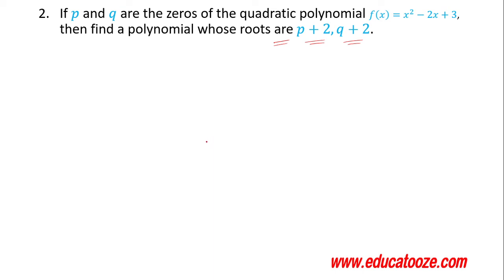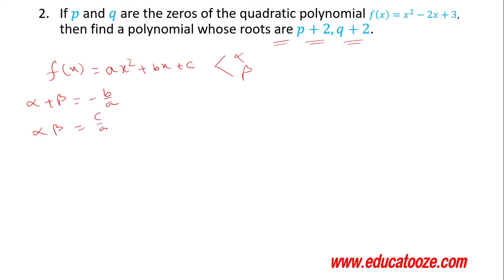problem, let us see how a quadratic polynomial can be defined using the zeros. We have previously seen the quadratic polynomial ax squared plus bx plus c, which is the standard form of the quadratic polynomial. We have seen if alpha and beta are zeros of the quadratic polynomial, then alpha plus beta equal to minus b by a and alpha beta equal to c by a.